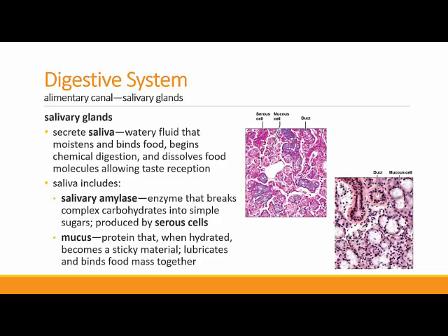Saliva includes salivary amylase. It is an enzyme that will break up complex carbohydrates into simple sugars, and it's produced by the serous cells of the salivary glands. Mucus is produced by the mucus cells of the salivary glands, and mucus is, remember, it is mucin that's been wetted, hydrated, and when it's hydrated it becomes sticky and helps to, again, lubricate and bind the food mass.